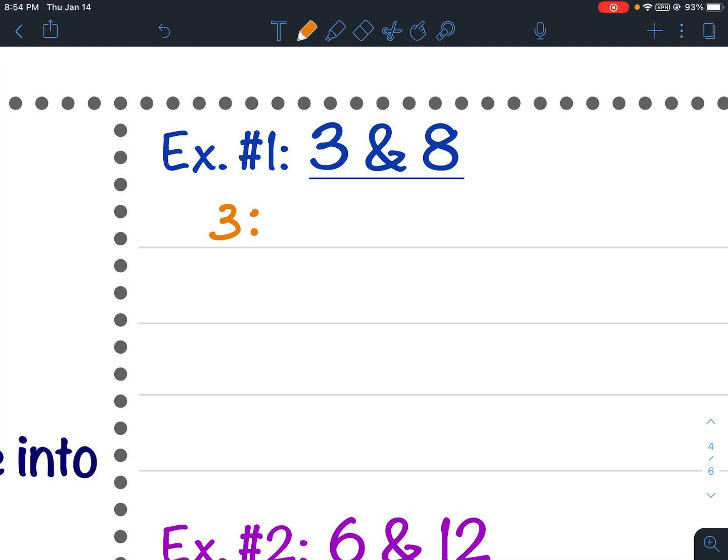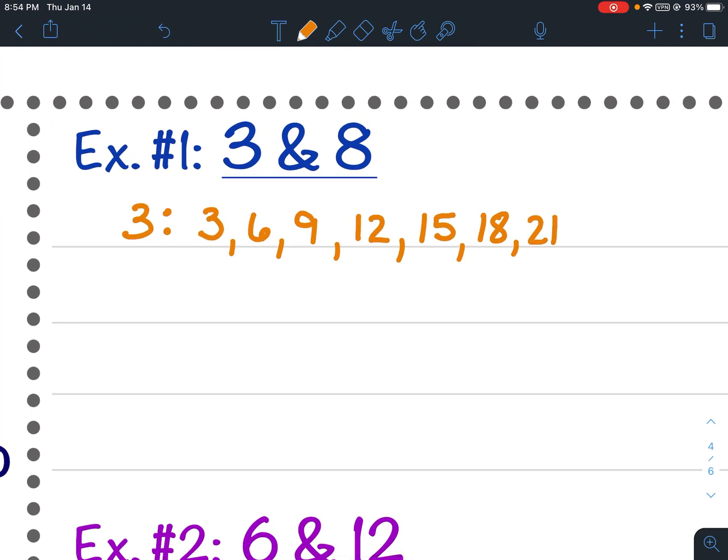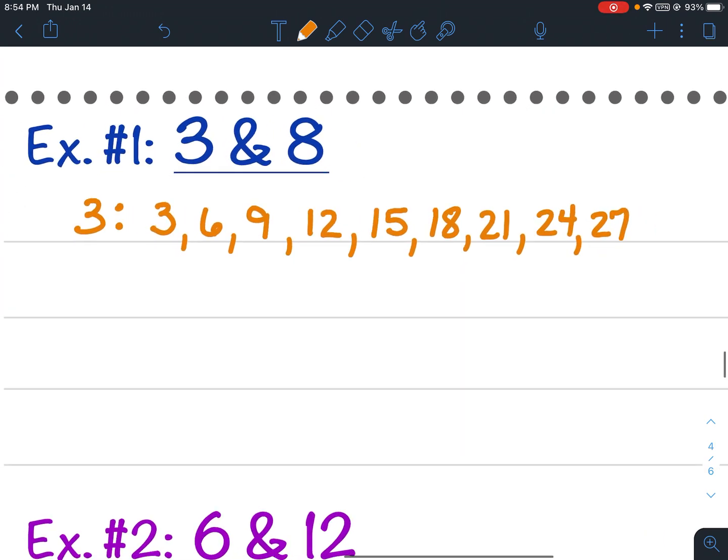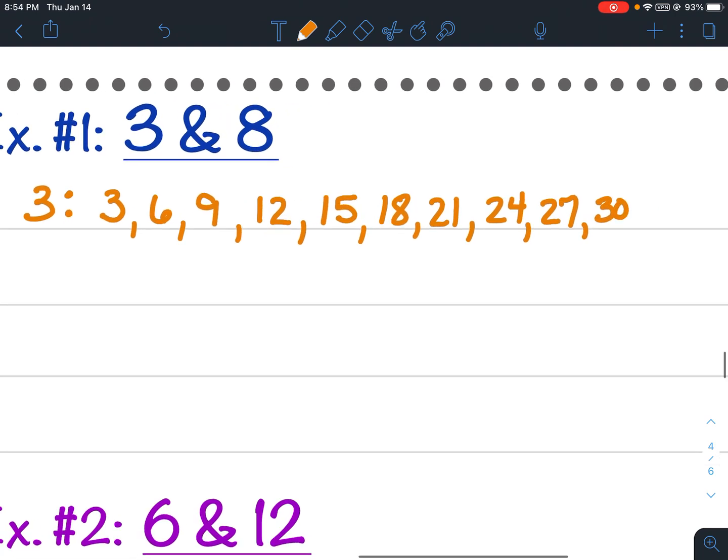Your multiples of 3 are 3, 6, 9, 12, 15, 18, 21, 24, 27, 30, 33. I think I'm going to stop there for now. I'm going to put the ellipsis. Remember, the ellipsis means that it keeps going. All right, so right now let's stop there. Those are our multiples of 3.